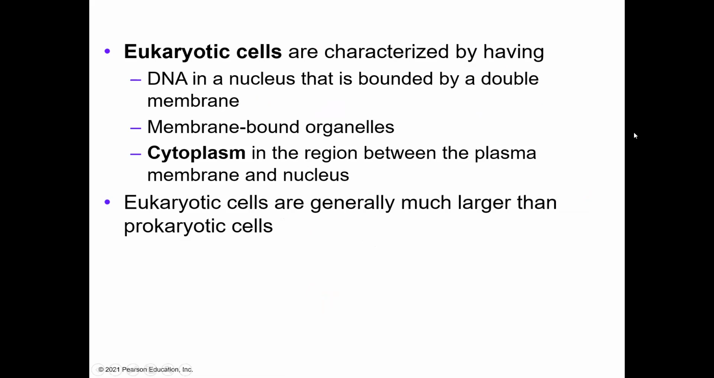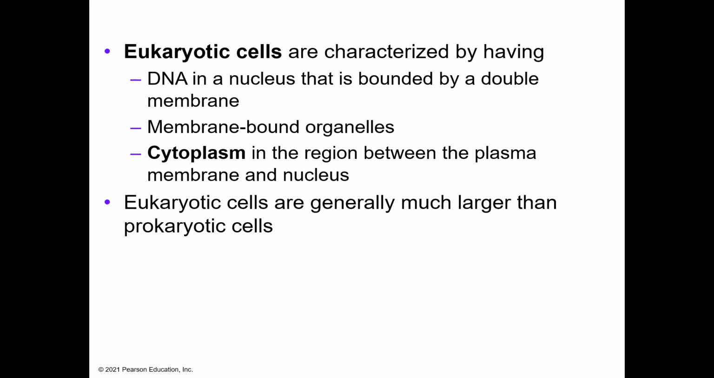Now, eukaryotic cells are a little bit more complex. They're characterized by having the DNA in a nucleus, and it's bound by what we call a double membrane, which we'll get to in a minute. They have membrane bound organelles. They have subunits inside of themselves, like little factories that are able to do jobs. And they have a cytoplasm in the region between the plasma membrane and the nucleus.